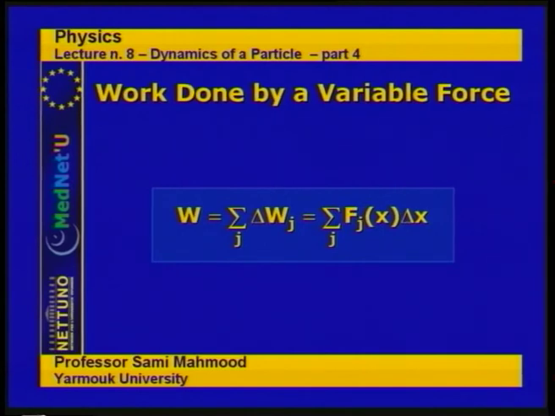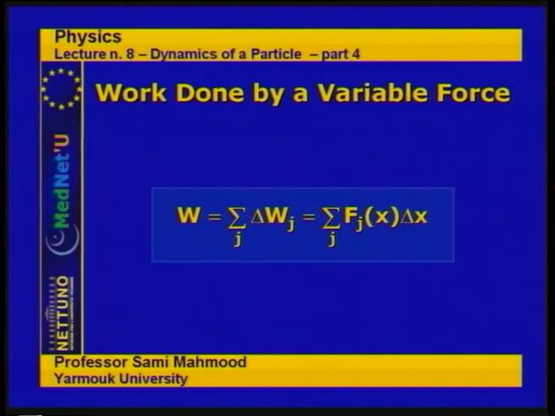So f, and we have written sub j to indicate the number of the interval, because the total displacement is sectioned into a number of small displacements, delta x. The first one is the first delta x, the second one is the second delta x, and so on. Since the force is variable, the magnitude of the force in the first displacement is different than in the second displacement, and so on. So f changes from one displacement to another.